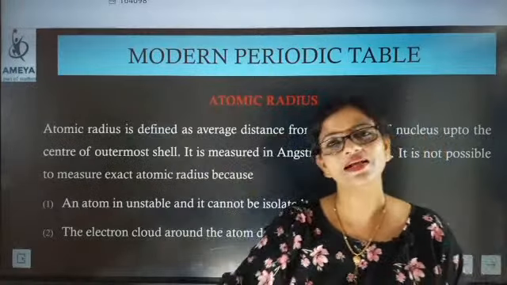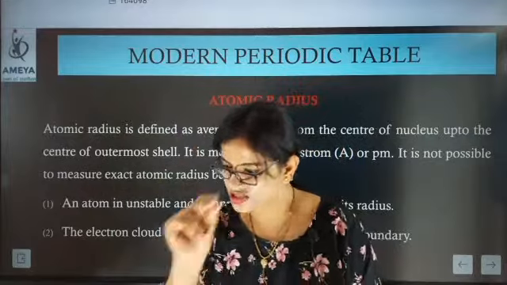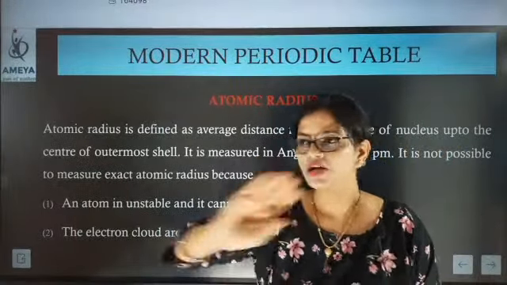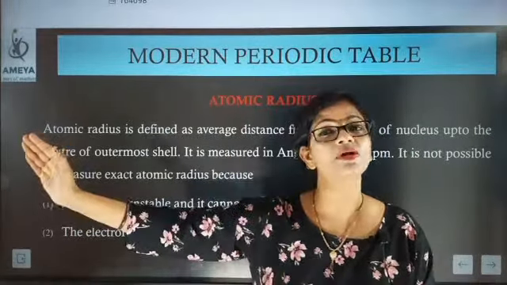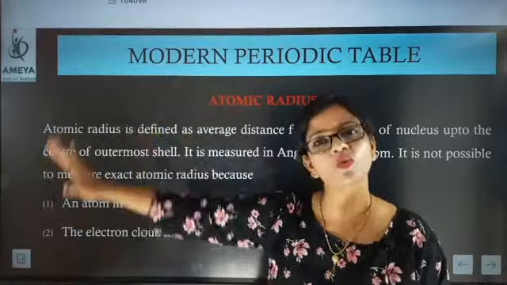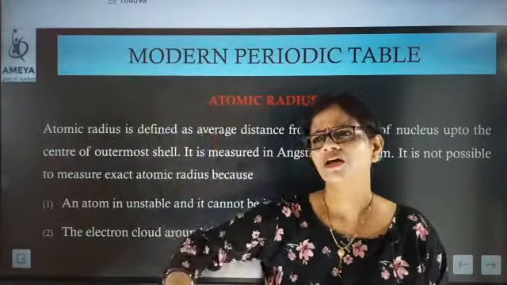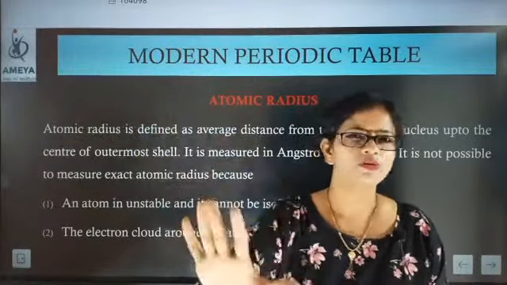So getting the perfect atomic radius is not possible. These are the two important points. Whatever other points are in your mind, don't talk about those, just think of these two points. First, the outermost orbit electron cloud is never stable, so you cannot get a very sharp boundary between the center and the outermost orbit.